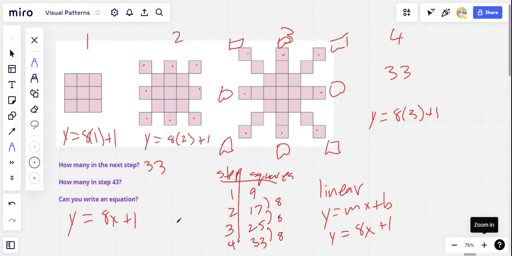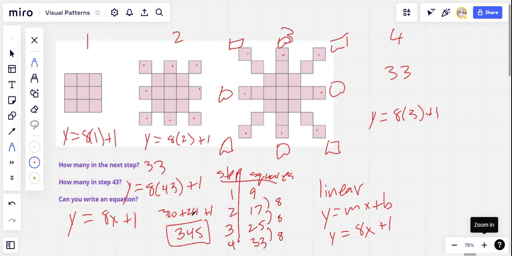Now that we can use to figure out how many in step 43. So we can just plug in 43 for the step number. So y equals 8 times 43 plus 1. So I need to do 8 times 43. Let me try that in my head. 8 times 40 would be 320, and 8 times 3 would be 24, and then we've got our plus 1. So that's 345 squares in step number 43.